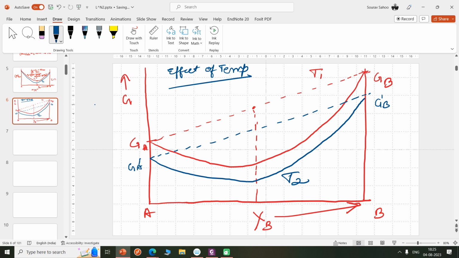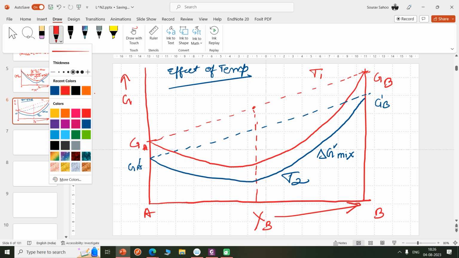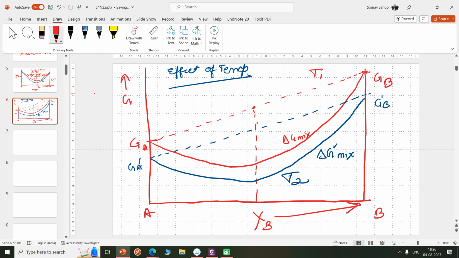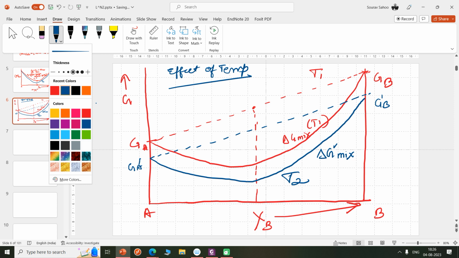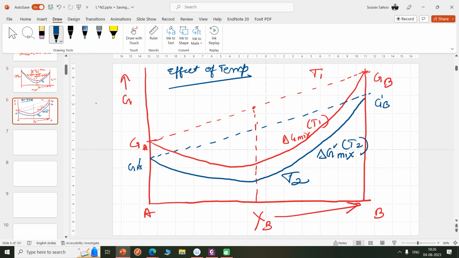So not only do we have a reduction in the intrinsic free energy, but also in the change in free energy upon mixing. Okay, this is delta G mix at higher temperature. This is delta G mix at lower temperature. So this is T1, and this is T2. And the amount by which it varies is actually the delta G mix. Okay. So this has been covered in the lecture.